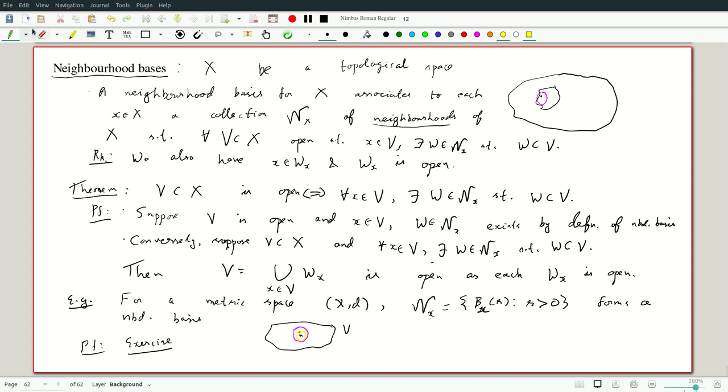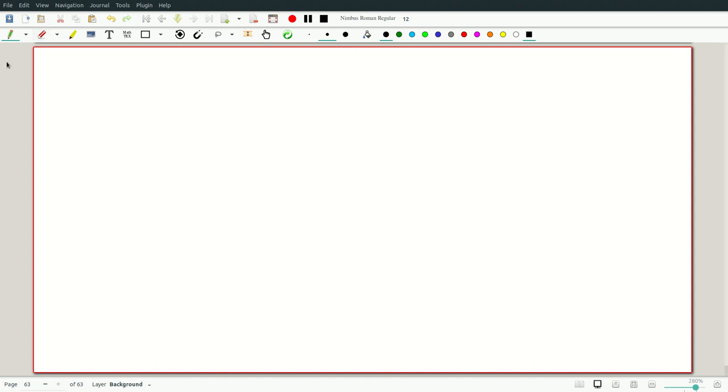Okay. So before stating the next result, one more thing is the sets W_x in N_x are called basic neighborhoods. So members of a basis are called basic open sets, and members of a neighborhood basis are called basic neighborhoods of x. Okay, so what else do we know? The use of this is that we can prove continuity by checking only for basic neighborhoods. Okay, so f from X to Y is continuous.